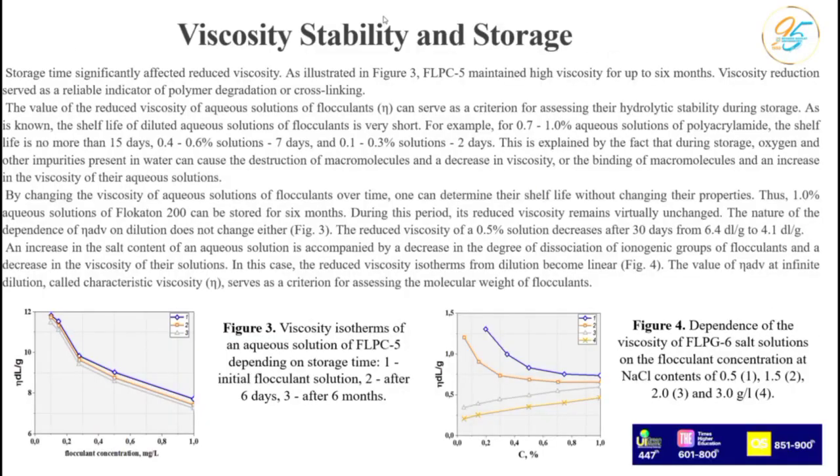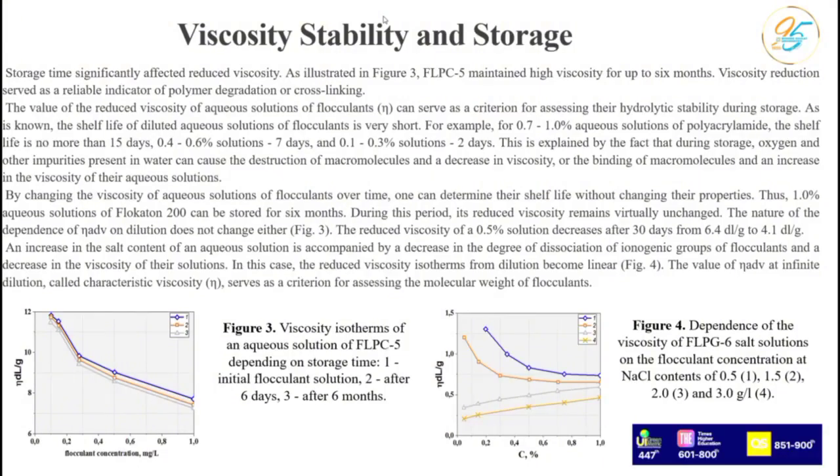Storage time had a clear impact on flocculant viscosity. For example, FLPC5 maintained high viscosity for up to 6 months, while diluted solutions degraded much faster. Reduced viscosity, therefore, serves as a reliable indicator of polymer stability and shelf life. This insight is crucial for industrial use, where long-term storage is often required.